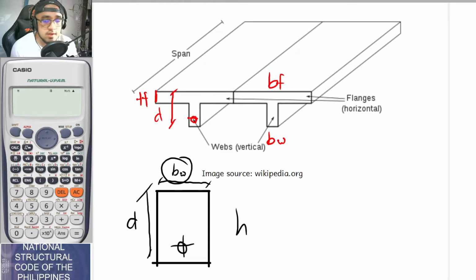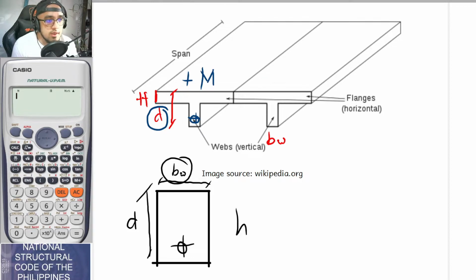So with that, guys, let's say that this is for your positive moment, for example. For your positive moment, the one that is subjected to tensile stress is the one at the bottom. So this is now your depth d, because your effective depth d is the distance from the topmost compression fiber up until the centroid of your tension bars. So take note, guys.